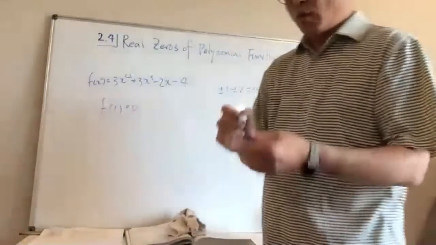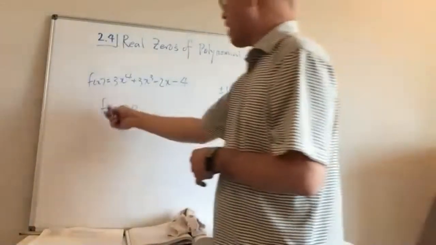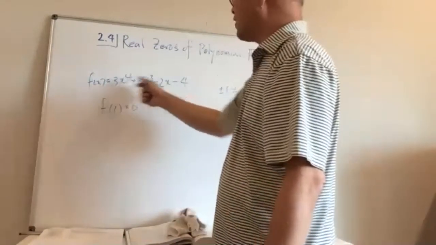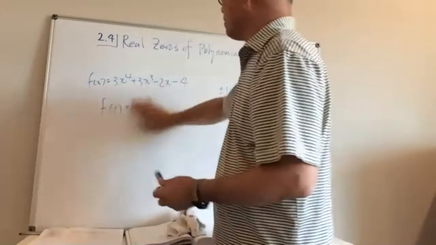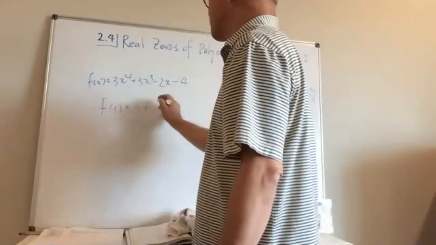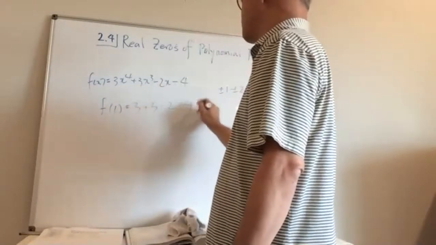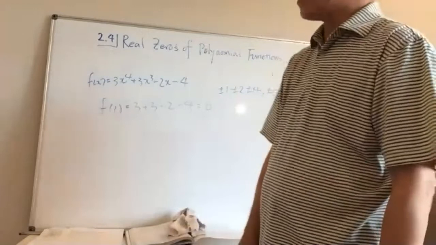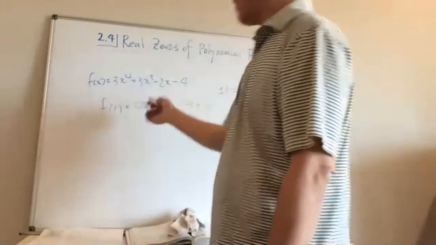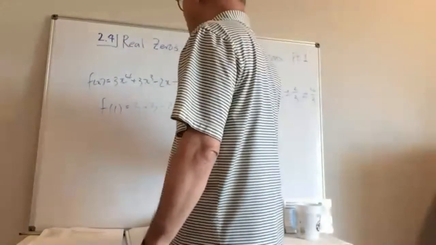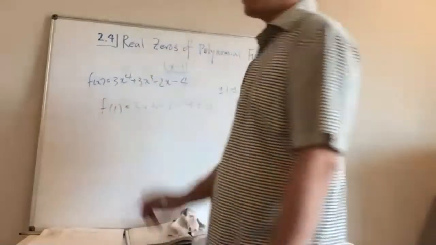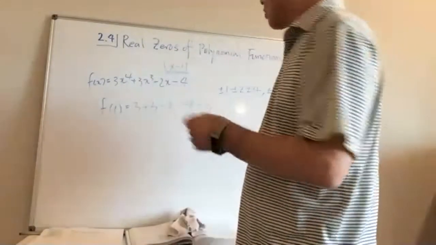And why is that so? Because when I put 1 in here, when x equals 1, all I have left over are the coefficients. Can you see that? f of 1 is 3 plus 3 minus 2 minus 4. So if I add all the coefficients together and get 0, that means that one of the zeros is 1, so x minus 1 is a factor.